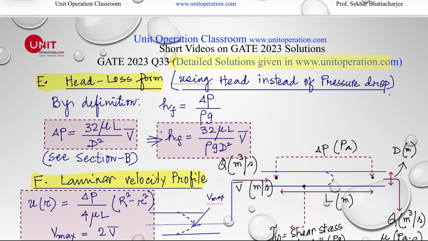There is one more, the head loss form. We know head loss is related to the pressure drop as this one. That's the relationship between head loss and the pressure drop. So if you take this equation and write it in terms of head loss, that's what this equation is. So it's the same Hagen-Poiseuille equation written in terms of head loss. And this is a very standard thing. The laminar velocity profile, we all know, is parabolic, and the maximum velocity is 2 times the average velocity. We also know that, right? It is given in standard textbooks.